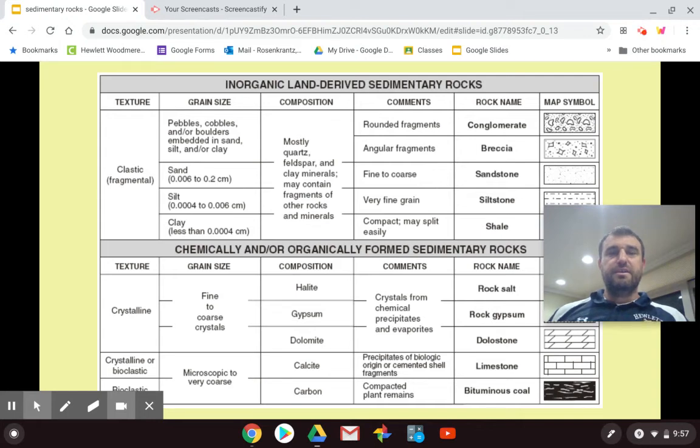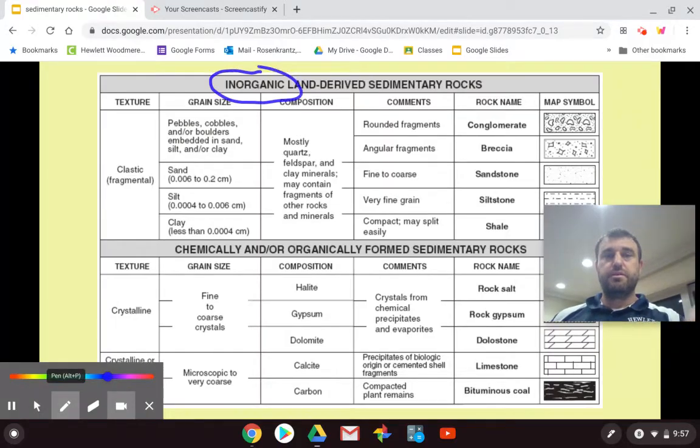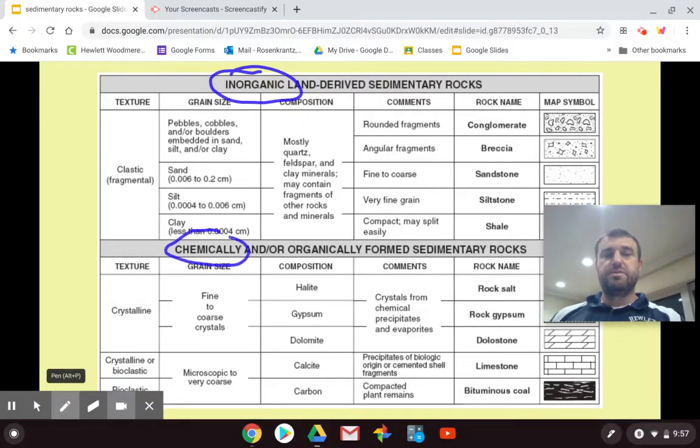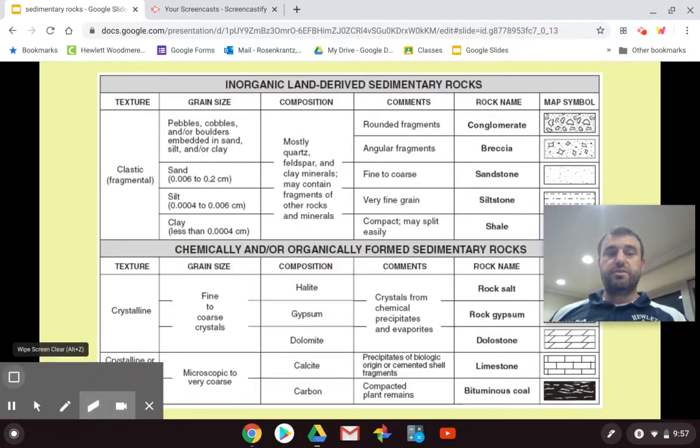Hey everybody, today we're going to learn about sedimentary rocks and we're going to focus on this reference chart which classifies the rocks into three major groups. Inorganic, which is up here, and then chemically formed sedimentary rocks or organically formed sedimentary rocks. So first we're going to go over the definition of the three groups.